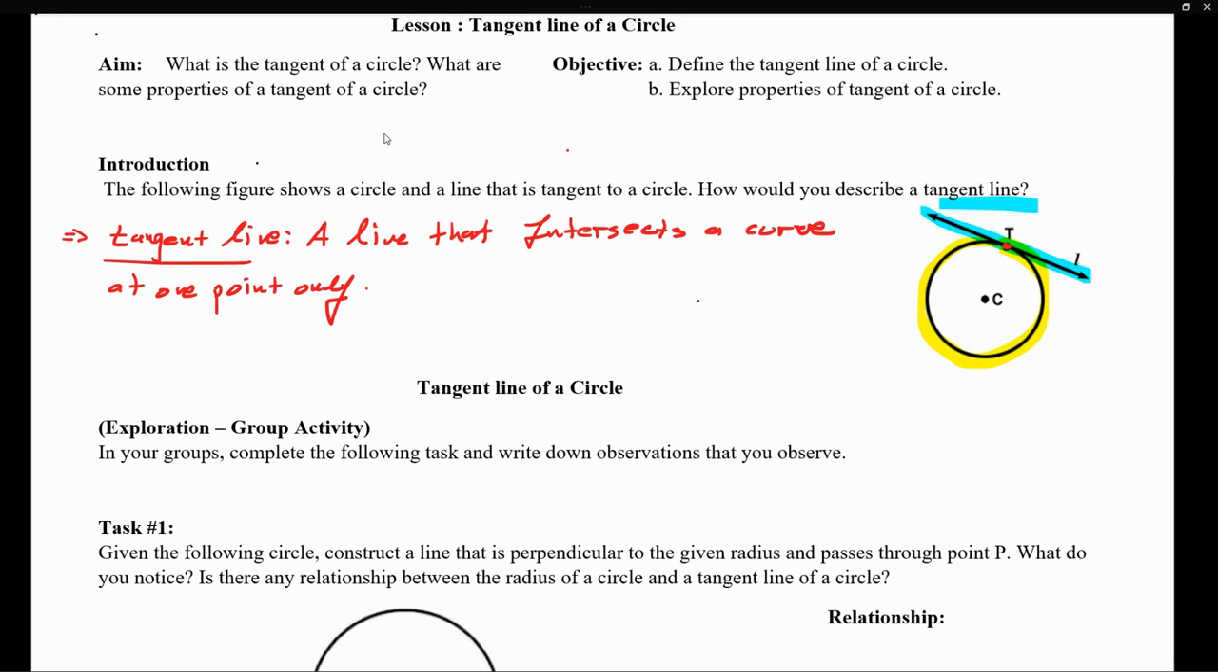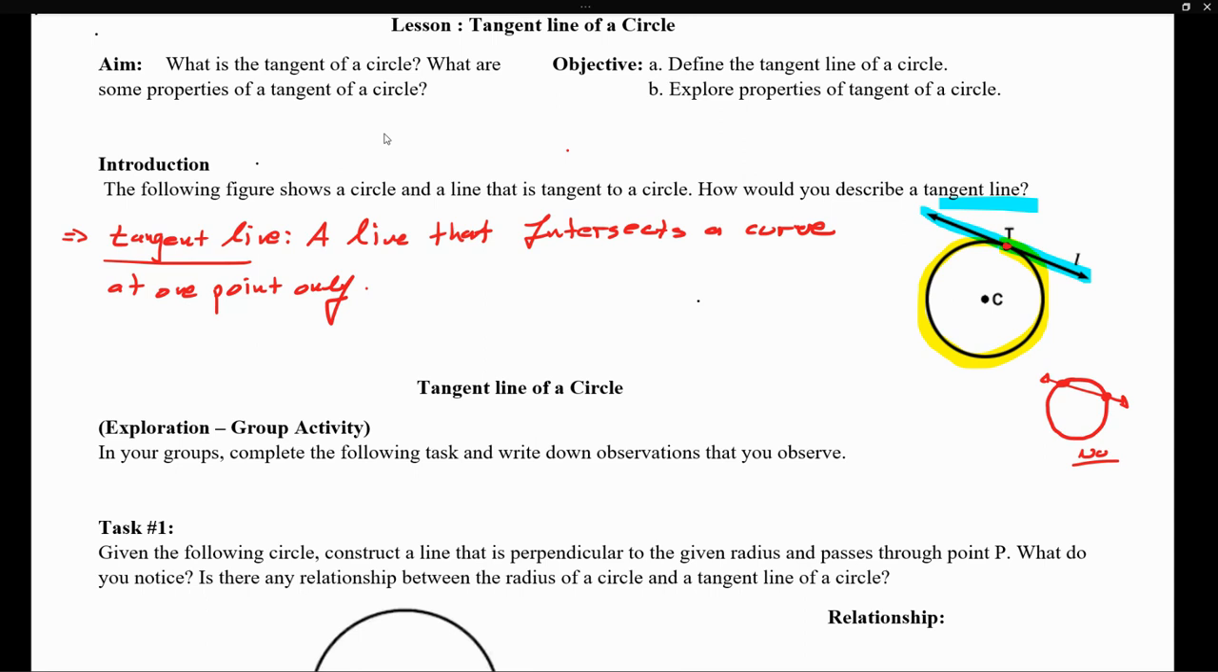A tangent line is just a straight line. It has to be a straight line. It cannot be a curvature line. So it is a straight line that intersects a curve, which in this case is a circle, and it only intersects at one point and one point only. So this will not be an example of a tangent line. Let's say we have a circle, and now we have a line that intersects this curve at two different points. So this is not an example of a tangent line. It only has to be intersecting the curve at one point and one point only. But in this lesson, we're going to concentrate on circles more than anything.